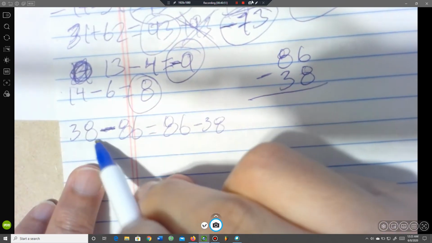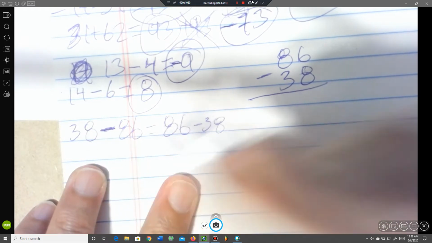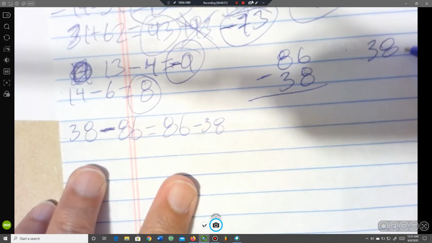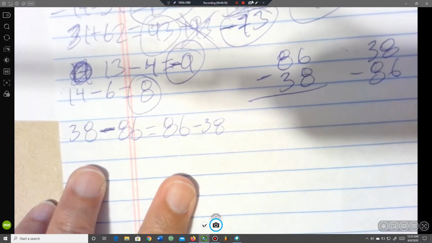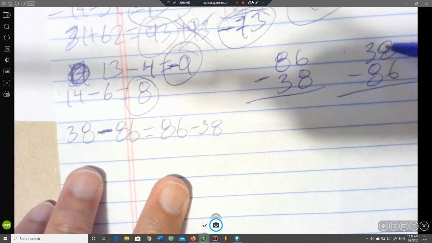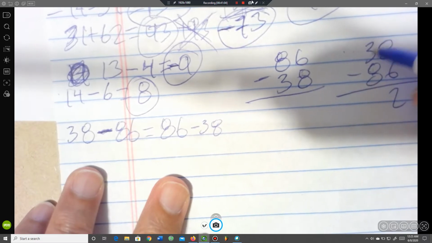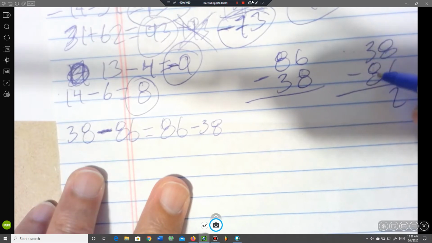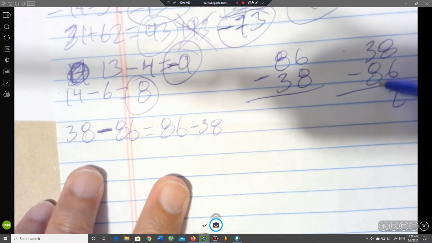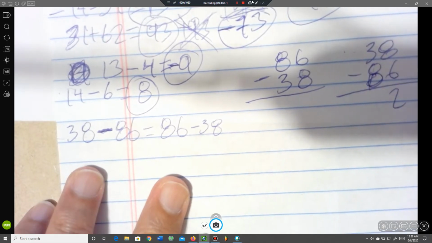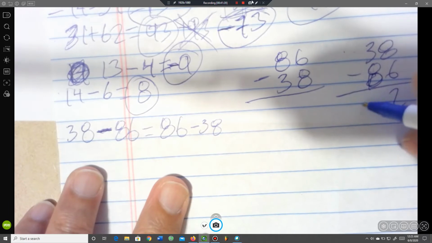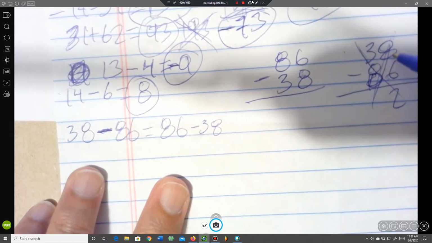Because if we left it like this and we try to subtract, if you set it up like this, 38 minus 86, and you go 8 minus 6, oh, that's 2. But what about 3 minus 8? That's negative 5. Well, in this case, it's not that difficult because we don't have that many digits here. But anyway, this method is not recommended.